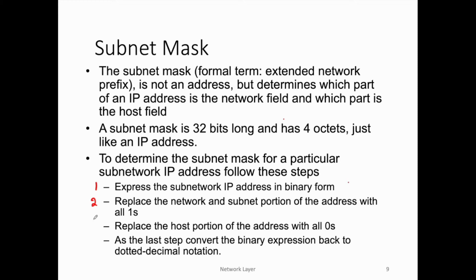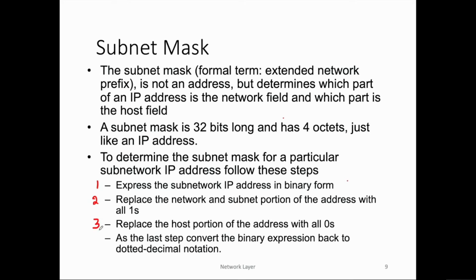Okay. So we will also see this with the help of an example in a minute. Step 3 is to replace all the host portion bits with 0. So we represent the IP address in binary form, we replace the network portion bits with all 1s, and we replace the host portion with all 0s, and then again we convert it back to dotted decimal. Right? So this will be the subnet mask.